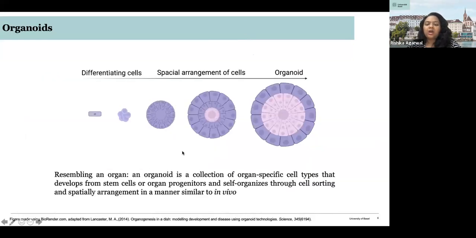So essentially, what are organoids? Organoid means resembling an organ. It's a collection of organ-specific cell types that develop from stem cells or organ progenitors and organize themselves through cell division and spatially arrange themselves such that they resemble how the epidermis looks in vivo.